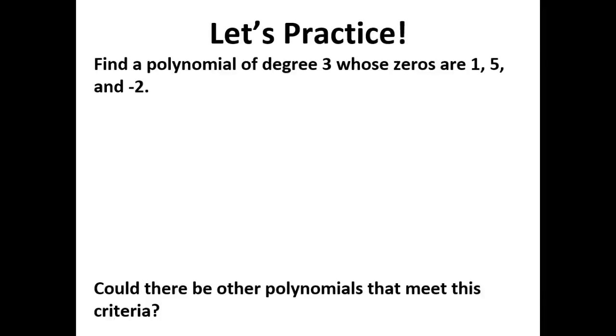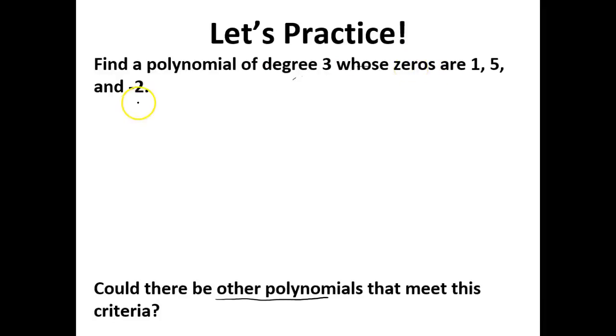Trying to actually take some of this information now and do something with it. So this says find a polynomial of degree 3 whose zeros are 1, 5, and negative 2. And then on the bottom, could there be other polynomials that meet this criteria? So if I come up with an example, you should be thinking, is this going to be the only example? Well, if it's a polynomial of degree 3, these are the zeros.